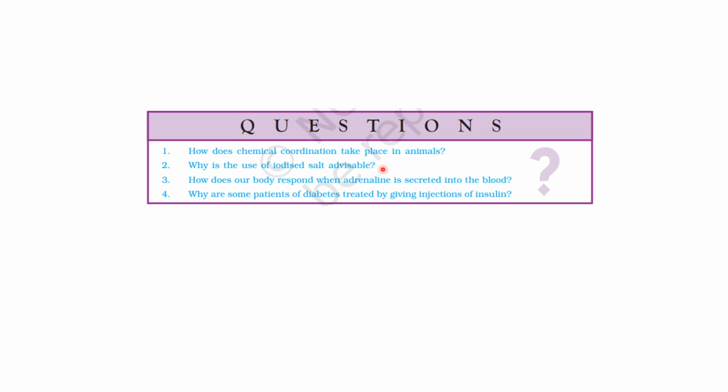Second is, why is the use of iodized salt advisable? See, iodized salt में iodine होता है, which is essential nutrient for producing thyroxine. Thyroxine एक हार्मोन होता है जो थायराइड ग्लैंड सेक्रीट करता है, ठीक है. A deficiency of iodine, it can lead to goiter.